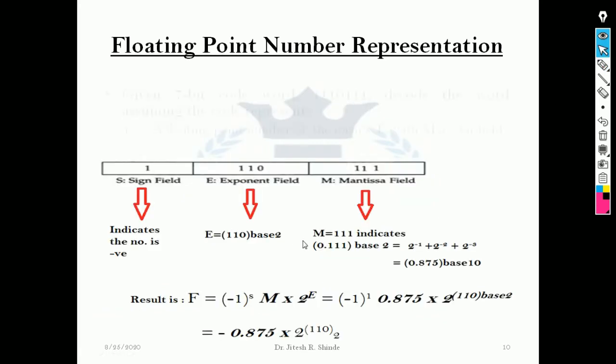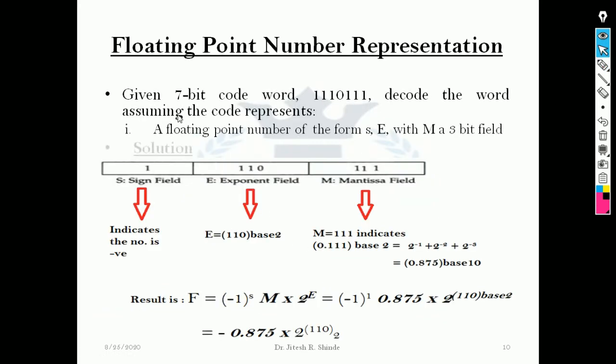Next example: given a 7-bit code word 11101111, here we are assuming that the number is positive. Decode the word assuming the code represents a floating point number of the form S, E, with 3 bits reserved for the mantissa component. So the code word has n equal to 7 bits. 7 is equal to the number of bits allocated for the sign component, plus the number of bits allocated for the E component, plus the number of bits allocated for the mantissa component.